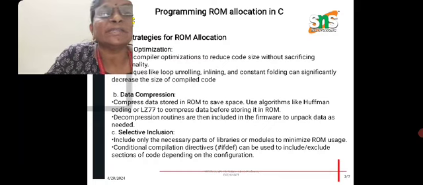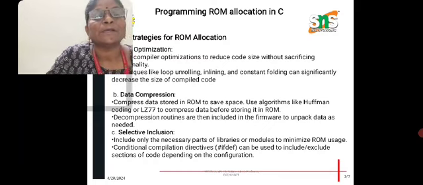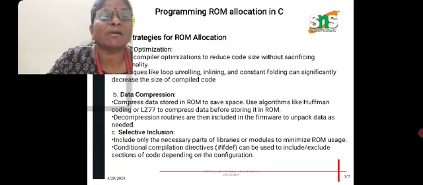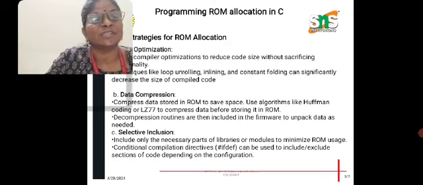The next one is selective inclusion. We include only the necessary parts of libraries or modules to minimize ROM usage. Conditional compilation directives can be used to include or exclude sections of code depending on the configuration.